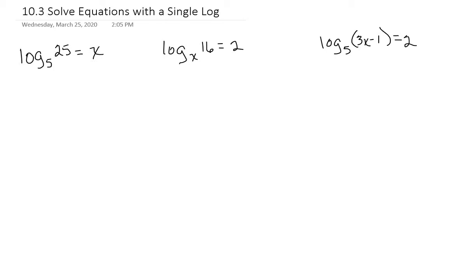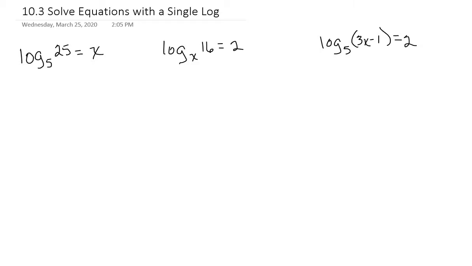Okay, we're going to be looking at solving equations that contain a single log. And we can have the x in three different spots. The x can be over here as the answer to the logarithm, the x can be the base, or the x can be in the argument. So we're going to look at all three types.